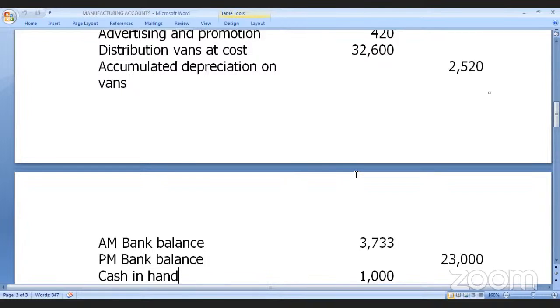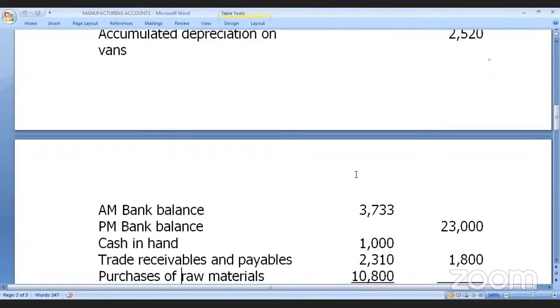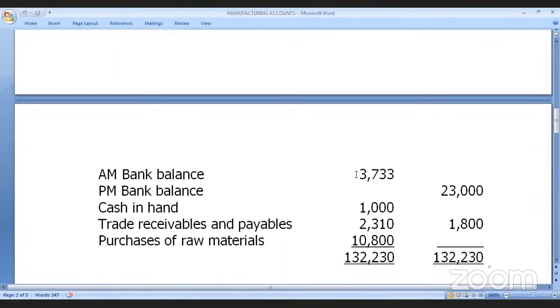So this bank balance represents a bank overdraft, since the balance is on the credit column of the trial balance. Then you have cash in hand, trade receivables and payables. Remember, trade receivables are current assets to the business, and you expect to see the trade receivables balance in the debit column of your trial balance. Then the payables, being current liabilities, their balance is on the credit column. You have purchases of raw materials, that is your trial balance.